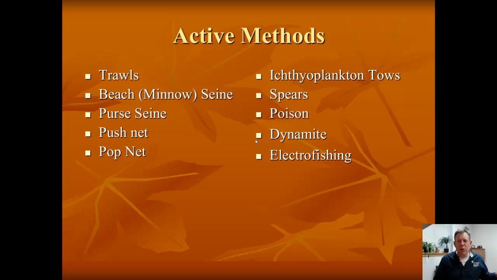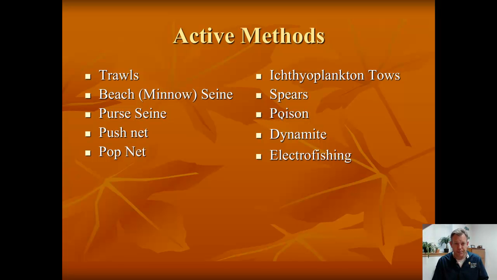So you can kind of see what we mean by passive methods there, where the gear just kind of sits there and the fish kind of catches itself. We also have many active methods, and we're going to talk about some of these, but not all, things like trawls, minnow seines, other kinds of seines, push nets, ichthyoplankton tows, spears, poison, dynamite, and then finally electrofishing. We're not going to talk about all of these.